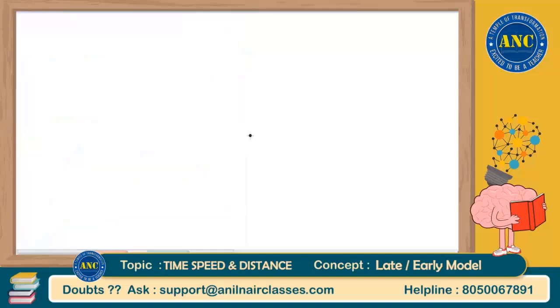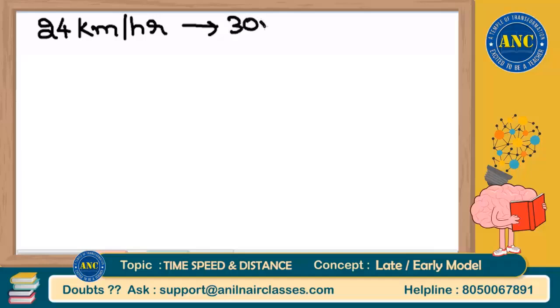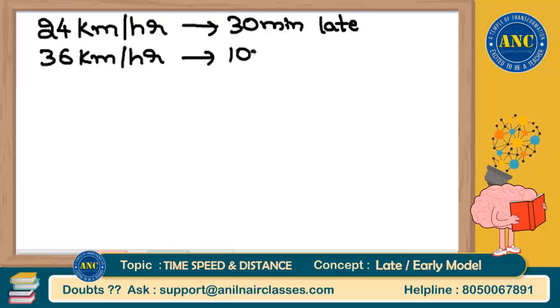See here, the same logic I used in the previous question I am using in my next question also, Jagdish. Your question is the same question we solved yesterday also. 24 kilometers per hour, 30 minutes late. First question is late and early, second question is late and late. 36 kilometers per hour, 10 minutes late. Find the actual distance, actual speed, actual time.